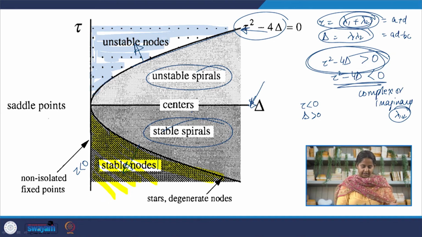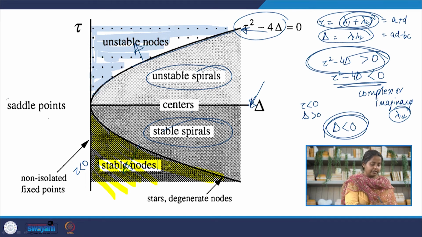Now, what happens when we are in the second and third quadrant? In the second and third quadrant, there is no possibility for us to have complex or imaginary eigenvalues. We have real eigenvalues, and here, regardless of the sign of tau, your delta is negative. So, anytime your delta is less than 0, you have entered the second or the third quadrant. In that case, we are talking about saddle points.